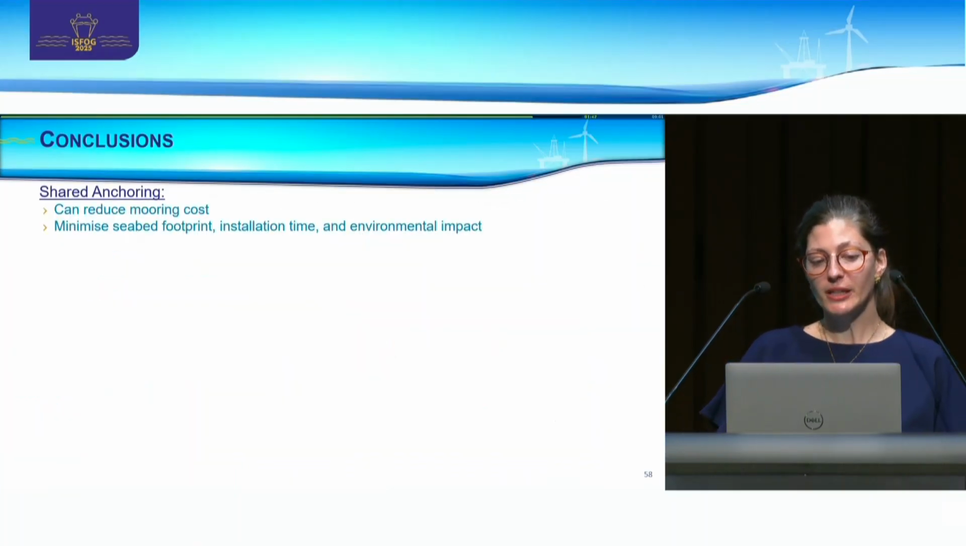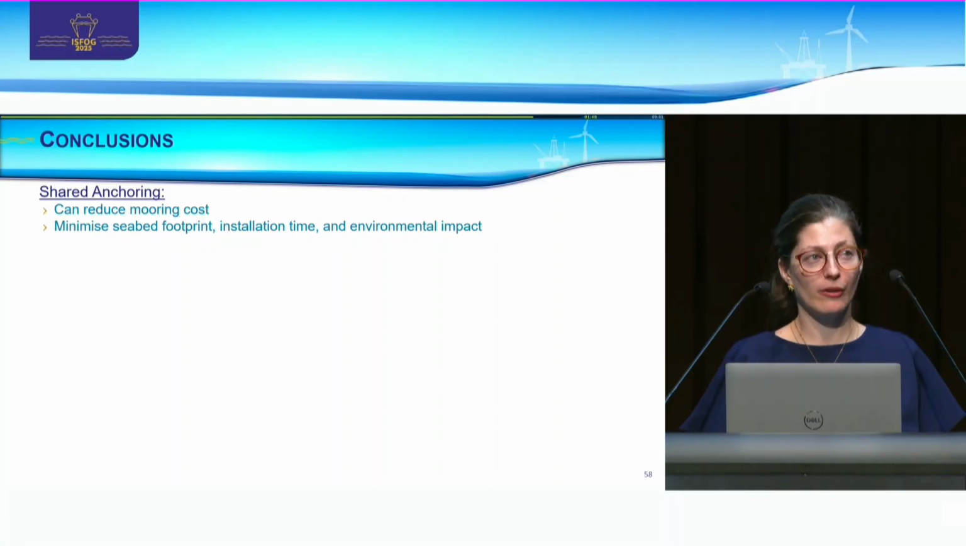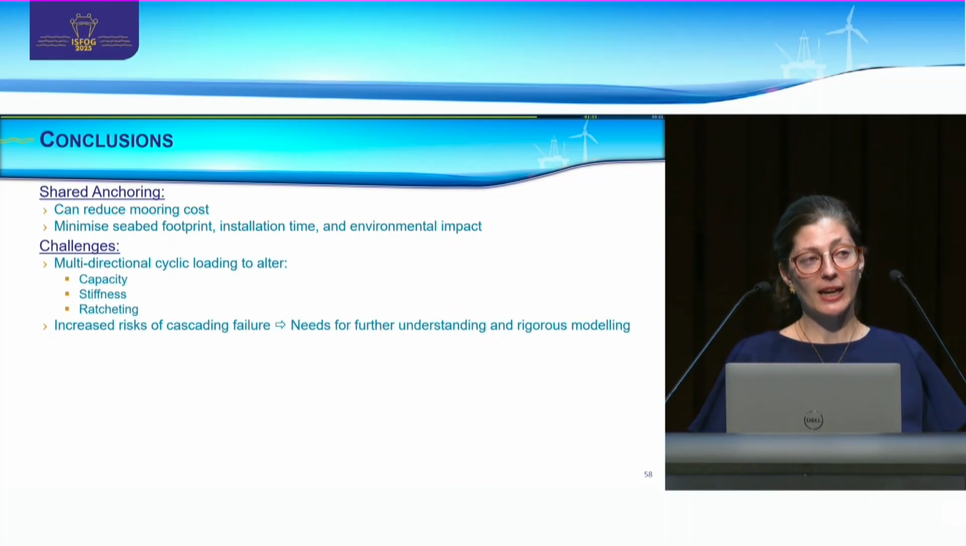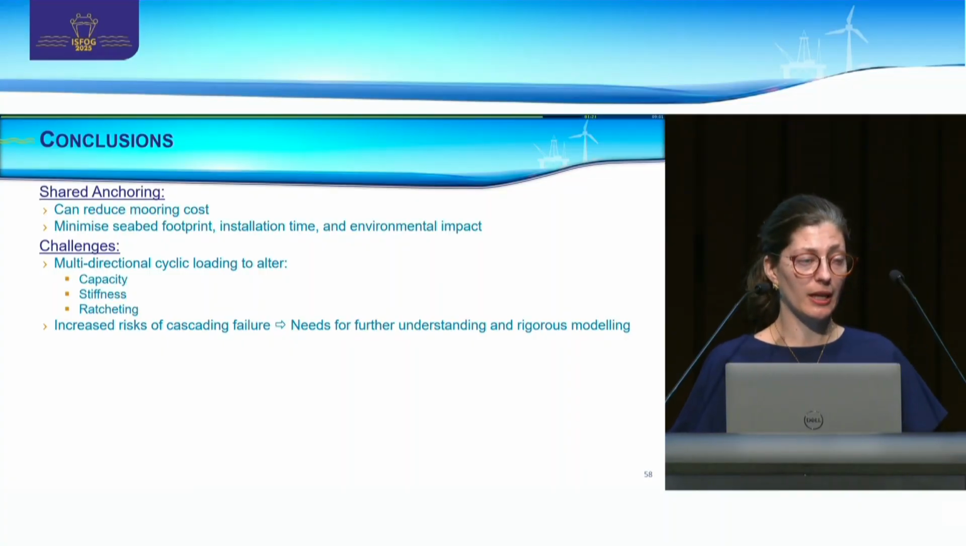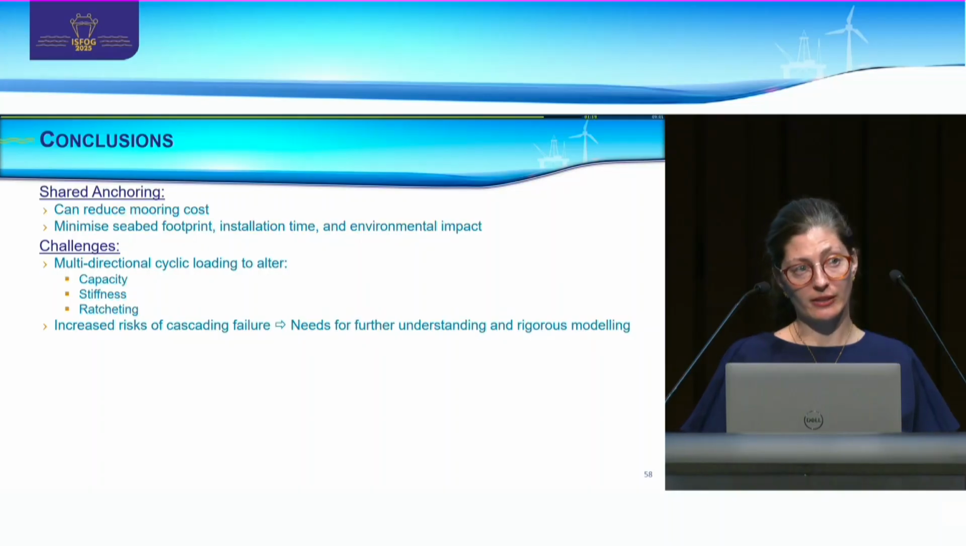In conclusion, shared anchoring could reduce the cost of mooring and minimize seabed footprint, installation time, and environmental impact of floating wind. The challenge that comes with it is that anchors are now subjected to strong multidirectional cyclic loads that can alter capacity, stiffness, and also accumulate permanent deformation that could increase the risk of cascading failures and compromise the integrity of the wind farm. There therefore needs to be further understanding and rigorous modeling of this phenomenon.